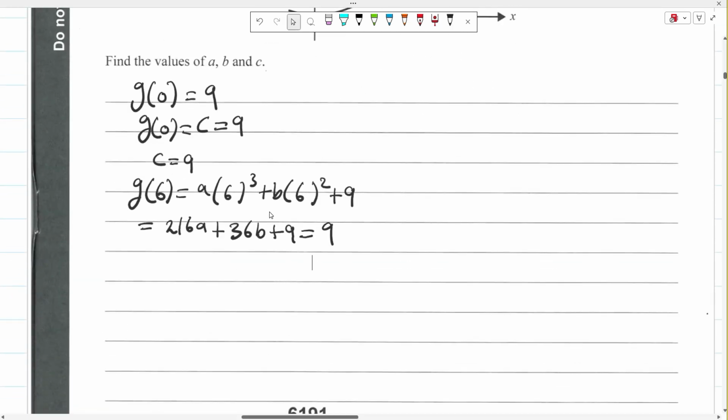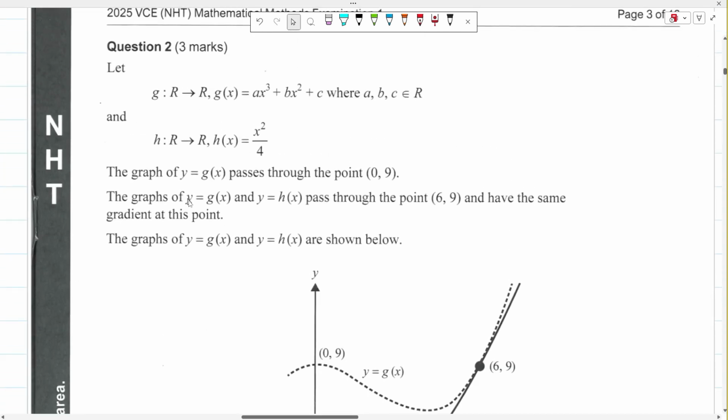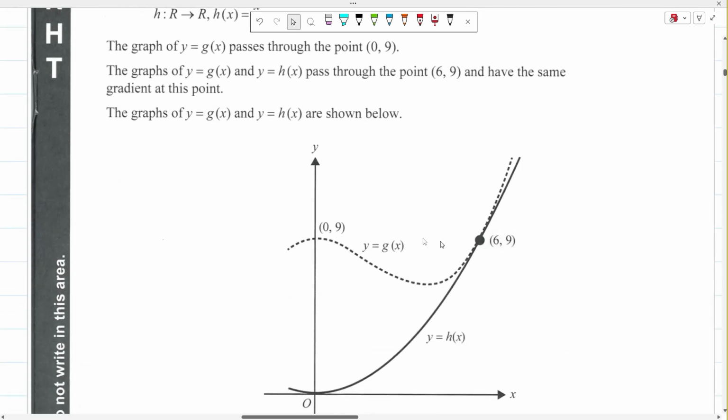Now, if I take this 9 over to the other side, let's see what happens. They're going to cancel, right? So 216a plus 36b is equal to 0. That's our first equation, right? The next very important thing is both of the graphs have the same gradient at this point right here.